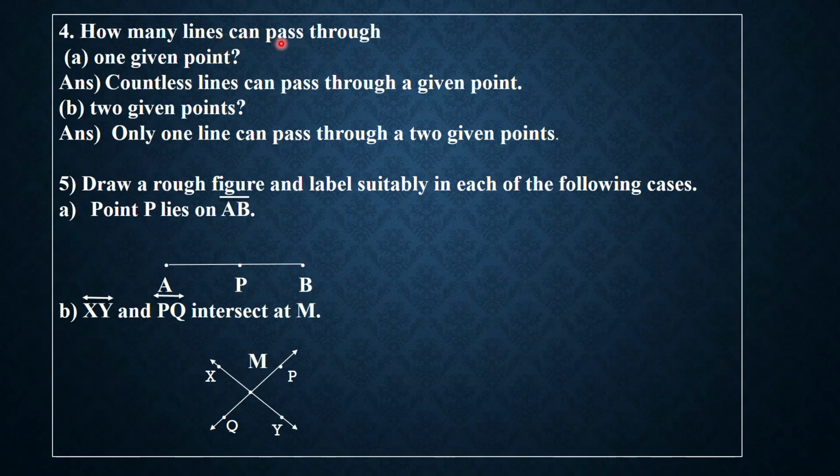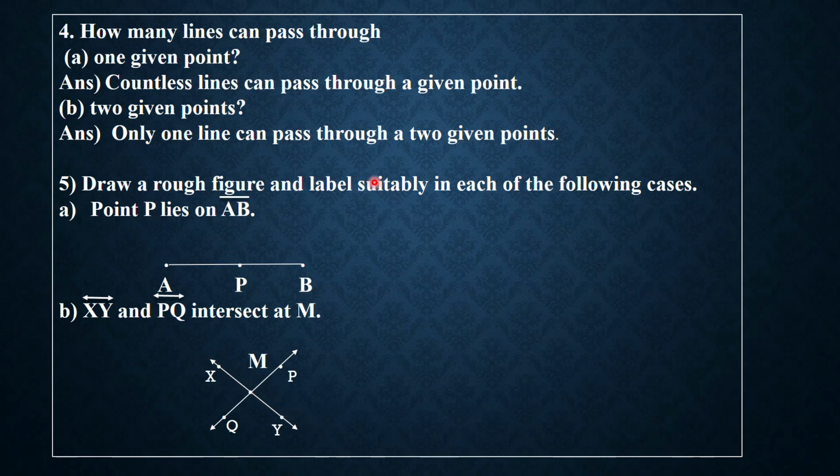How many lines can pass through one given point? If you have one point, something like this, this line is passing through it, this one also. So many lines you can draw endlessly. That is what we have to understand. So countless lines can pass through a given point. Two given points: only one line can pass through two given points. If you have only two points X and Y, only one line can pass through them.